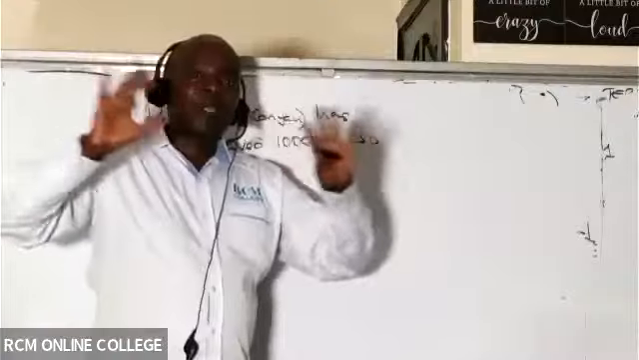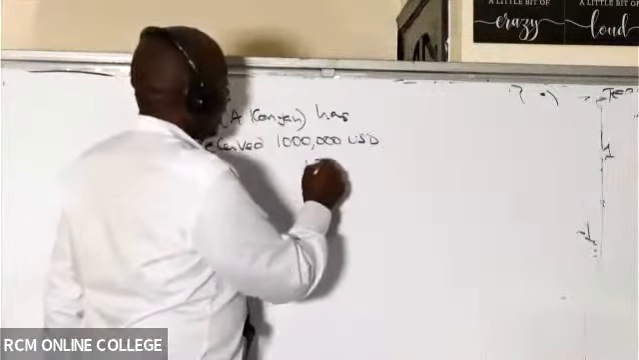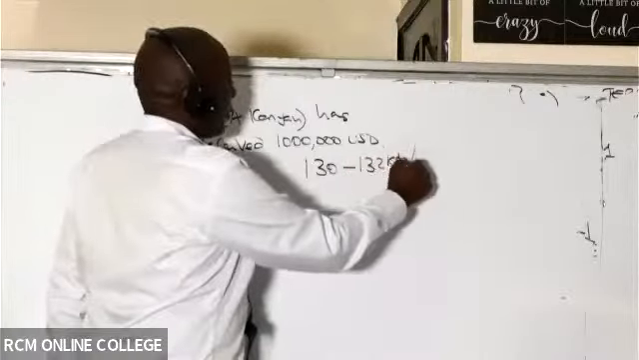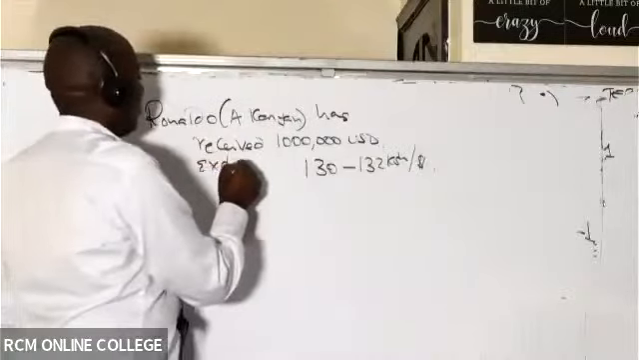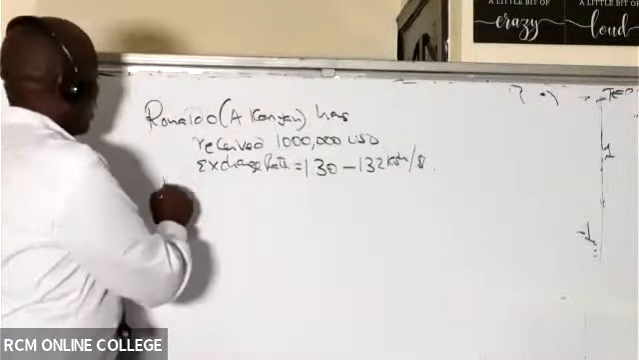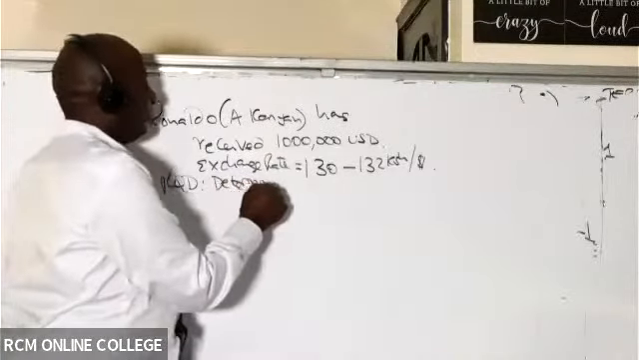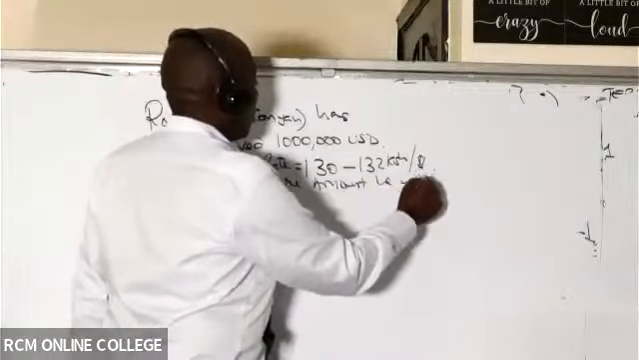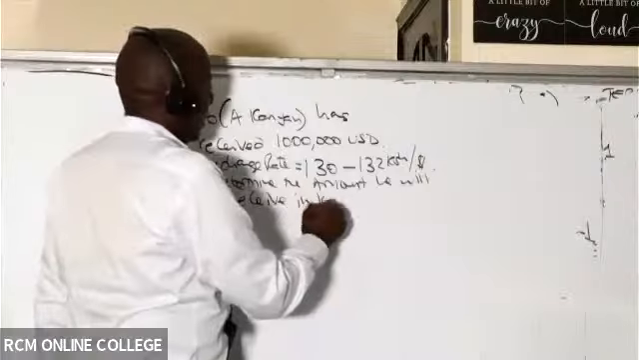Inamulika namna hii, red plate. So imeandika hivi: 130 to 132 Kenya shillings per dollar. These are the exchange rates. So we are required here to determine the amount he will receive. Determine the amount he will receive in Kenya shillings.